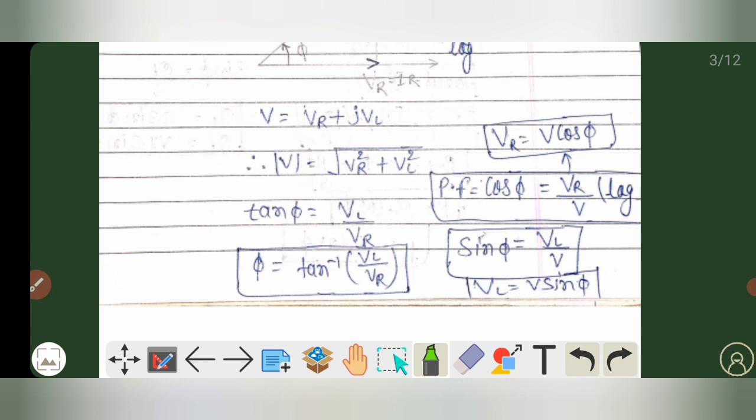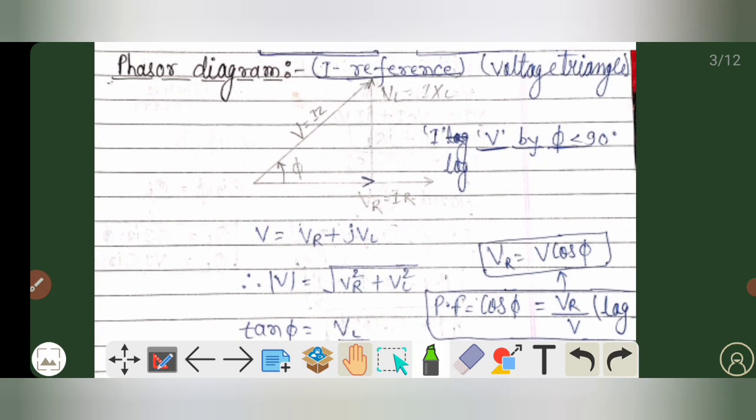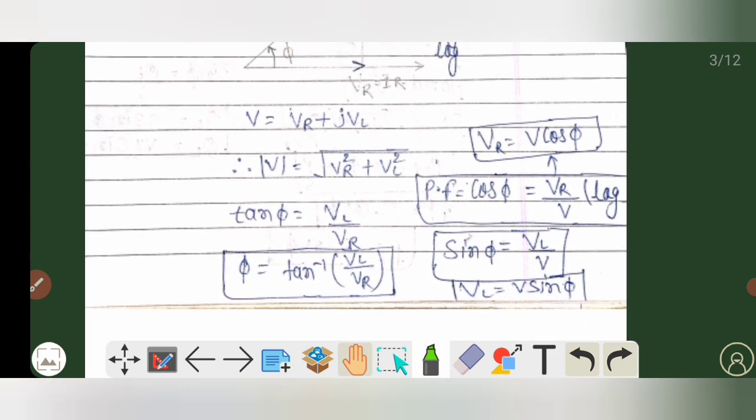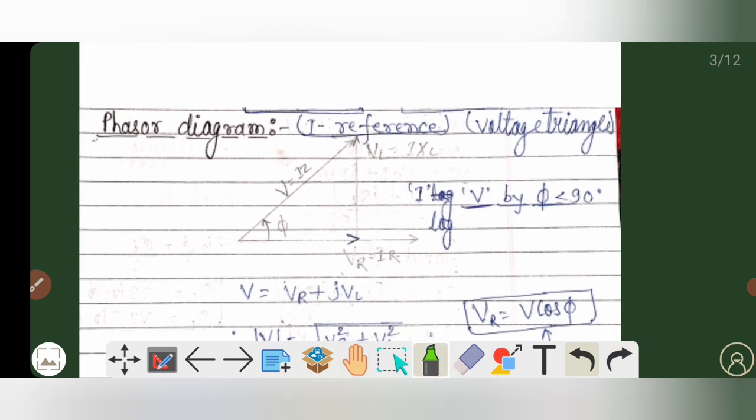Now my dear friends, in this triangle, if you want to calculate the value of tan phi, as you can see here, it will be VL by VR. The value of tan phi is equal to VL by VR, and if you want to calculate the value of phi, then that comes out to be tan inverse VL by VR. If you want to calculate the value of cos phi, then that comes out to be VR by V. And if you want to calculate the value of VR, then that comes out to be V into cos phi.